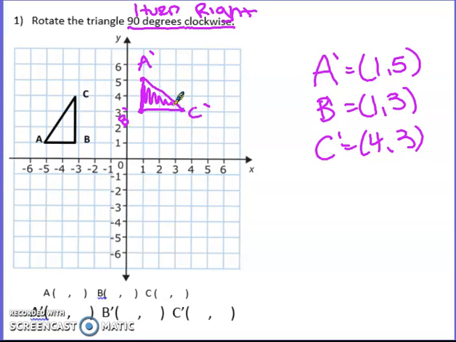The thing to keep in mind with a rotation, your shapes are still going to be the same size, but they're not going to be facing the same direction because you need to turn it. So it's going to be turned. And if I look, this took my original shape and turned it 90 degrees clockwise towards the first quadrant.